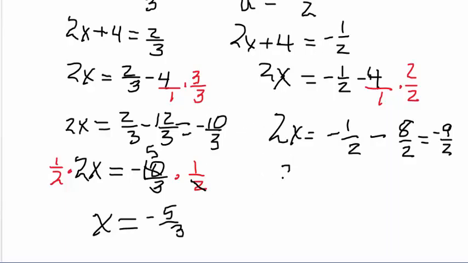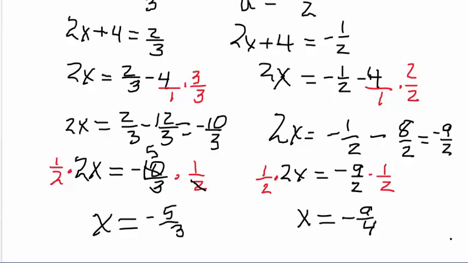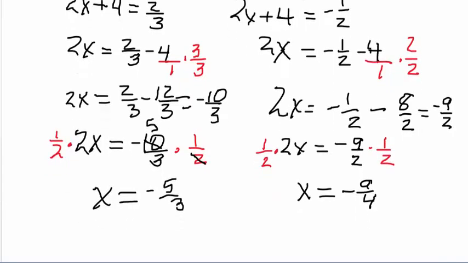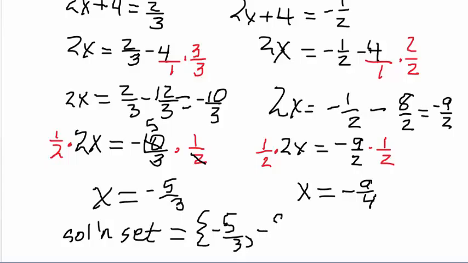So 2x equals minus 9 over 2. So I'm going to multiply both sides of this by 1/2. That's the same as dividing by 2. So x equals negative 9/4. So my solution set contains negative 5/3 and negative 9/4. That's my solution.